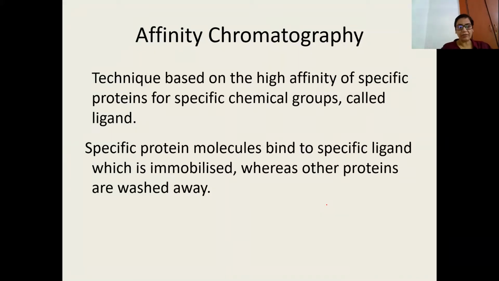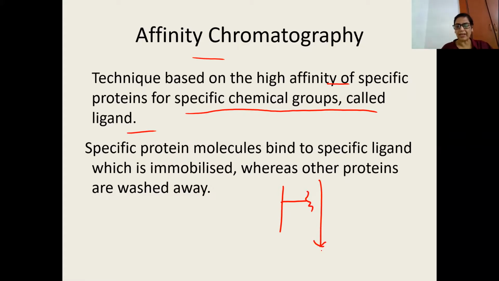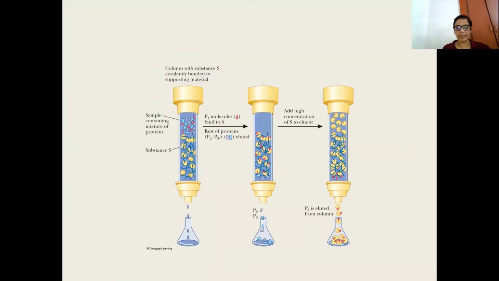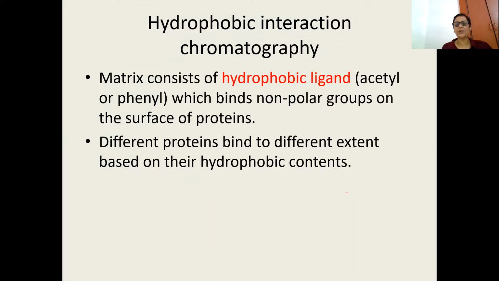Then affinity chromatography. It is based on the affinity of specific proteins for specific chemical groups called ligands. So what happens is this is a ligand and a specific protein molecule will bind with it, and the rest which is not required will be washed off. So this is a specific affinity binding, as you can see here. And then comes hydrophobic. There are so many different types of methods. The only thing is that we can change the nature of the ligand. So here the matrix will have a hydrophobic ligand, which binds non-polar groups on the surface of the proteins.